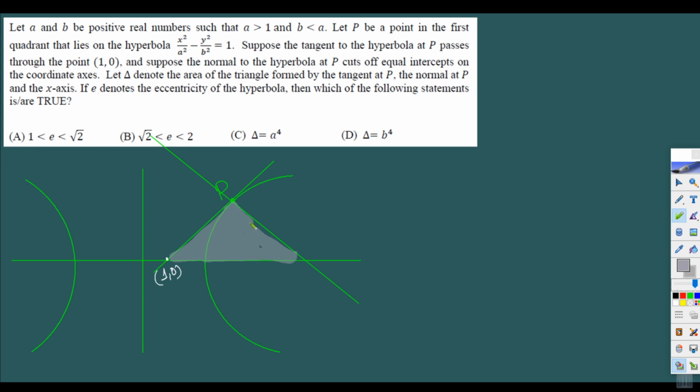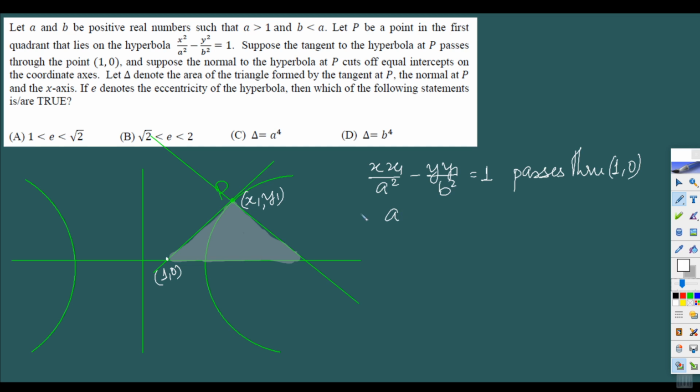So let us shade this for ourselves. Now the question says, if e denotes the eccentricity, which of the following options are true? I take this point as (x1, y1). So the tangent has the equation x1 x upon a square minus y1 y upon b square is equal to 1. And since this passes through (1, 0), the moment I satisfy (1, 0), I get x1 as a square.